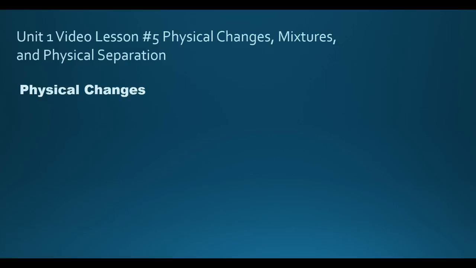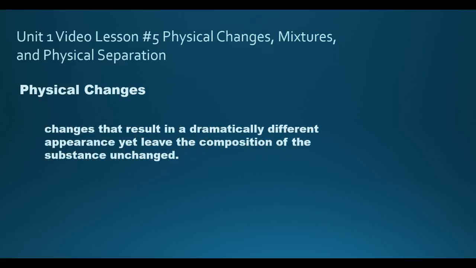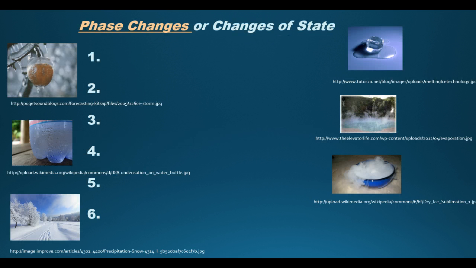So let's get started. A physical change is one that results in changing the appearance of a substance but leaving the composition unchanged. So, a change in the substance without changing its identity is a physical change. That's the key thing, not changing the identity of the substance.